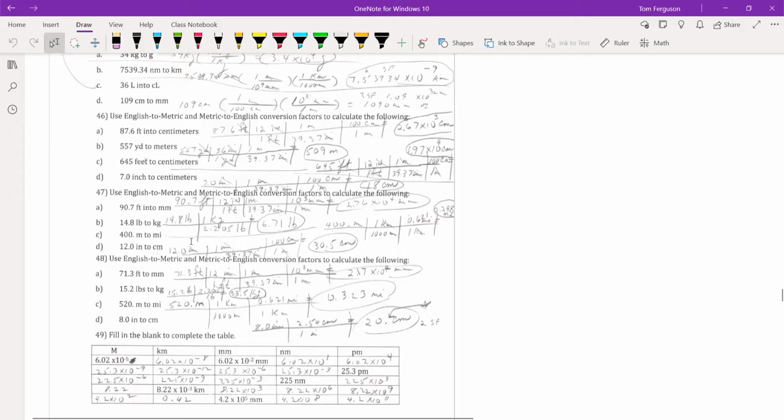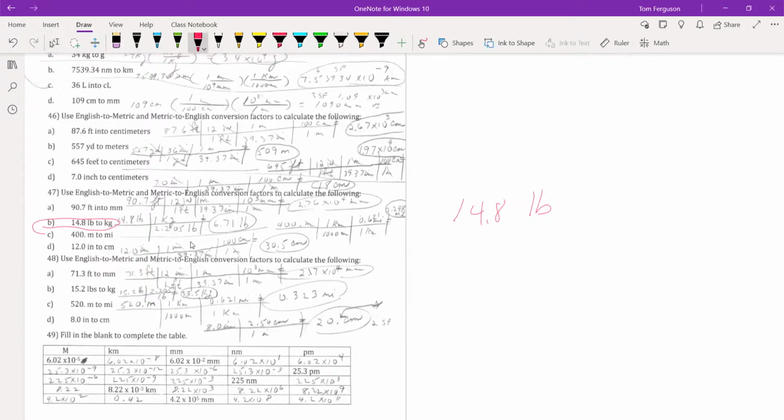Yeah, I would love to do the, let's see, 47B, pounds to kilograms. Okay. All right. So we're okay. So let's go here. All right. So what's given? 14.8 grams. Excuse me, pounds. And we're trying to go to kilograms.